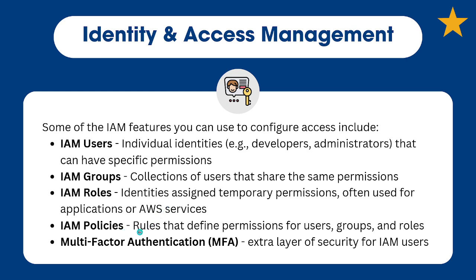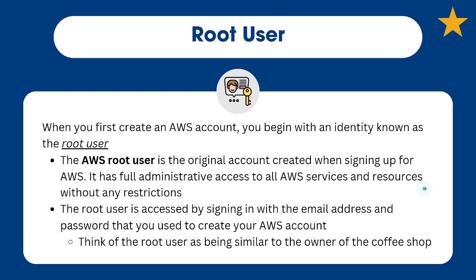Policies are how you actually define the permissions. If you want to give a certain permission, you can use custom policies, or even policy templates in AWS that you can just drag and drop onto users and groups. And then there's MFA, which is something we're all probably familiar with at this point, adding an extra layer of security when you're authenticating yourself as an IAM user. We'll talk about that in greater detail.